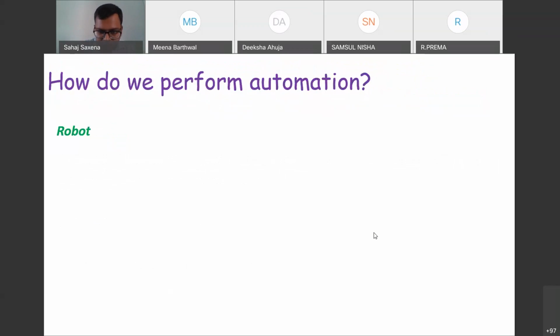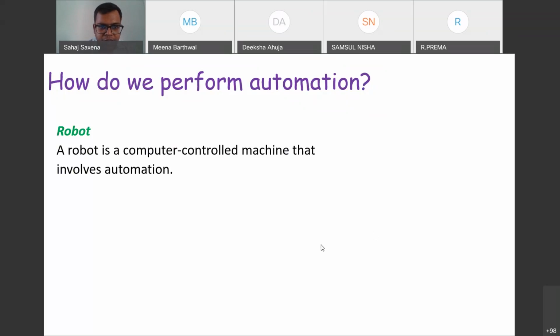Okay. So how do we perform automation? The answer is again robot. So what does a robot mean? A robot is a computer-controlled machine that involves automation. It is just like a machine that is controlled, and the control is a computer, or nowadays a mobile. Through this connection, we are doing some sort of automatic processes. All right, so this is the literal meaning of robot.